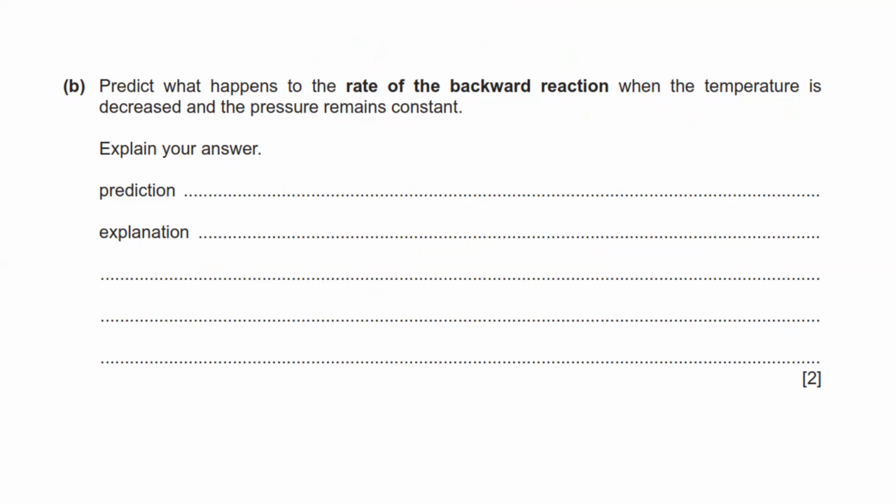Then part B of this question says, predict what happens to the rate of backward reaction when temperature is decreased and pressure remains constant. So again, carbon, which is solid, reacts in the presence of H2O to give carbon monoxide and also H2 gas. So what happens if the temperature is decreased?